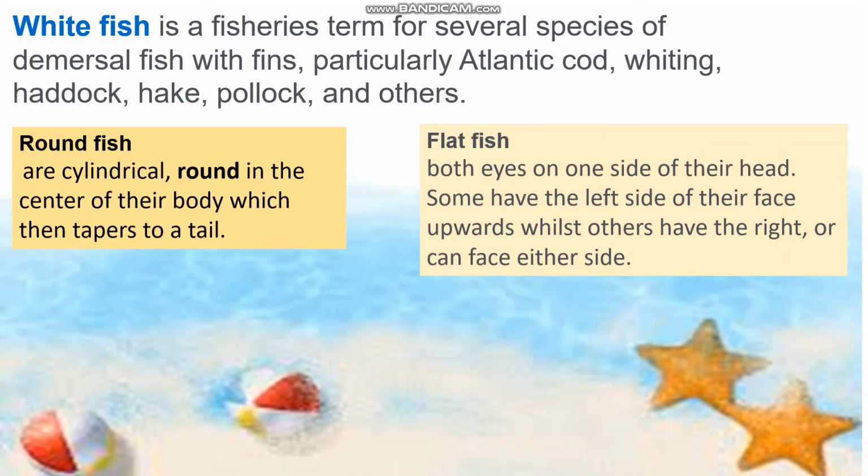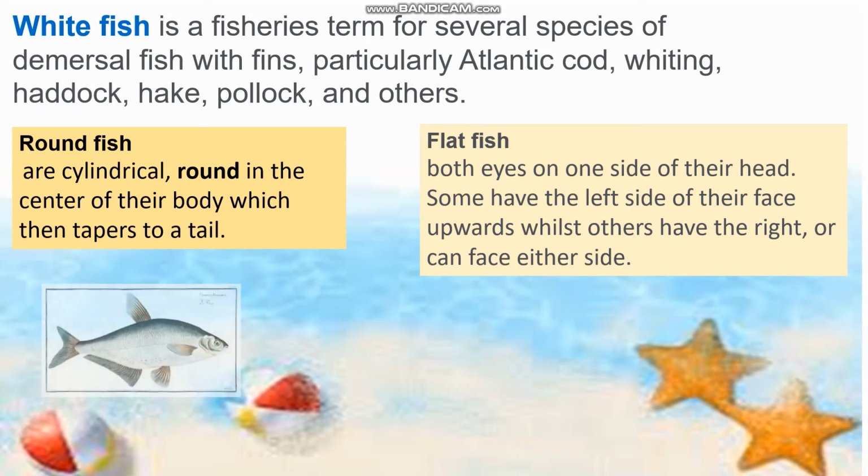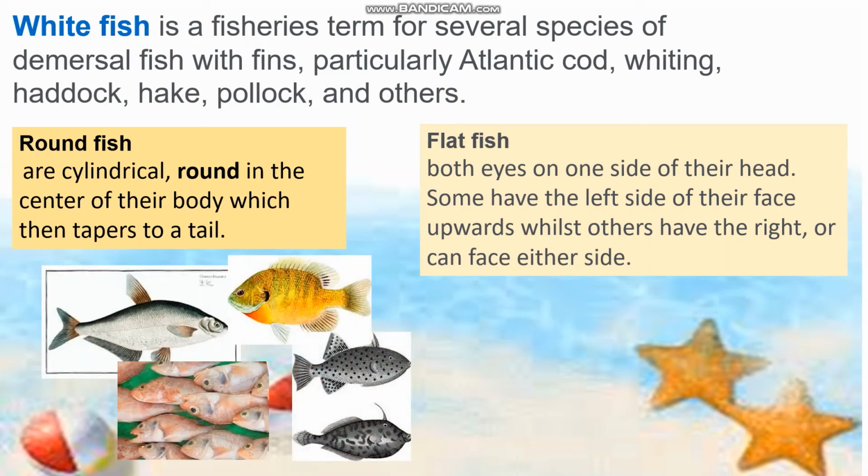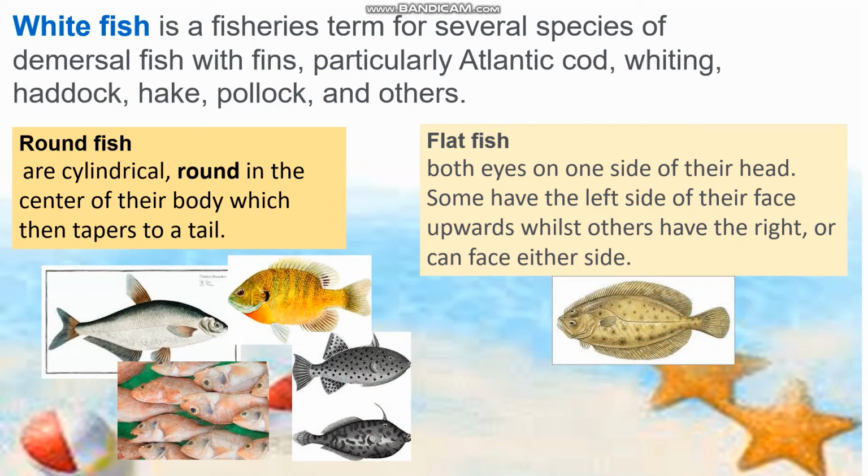Round fish are cylindrical, round in the center of their body, which then tapers to a tail. Flat fish have both eyes on one side of their head. Some have the left side of their face upwards, while others have the right or can face either side.